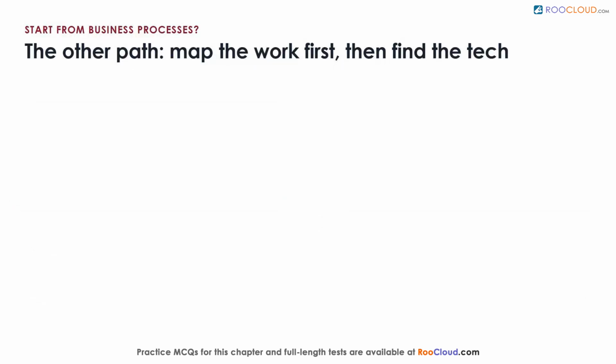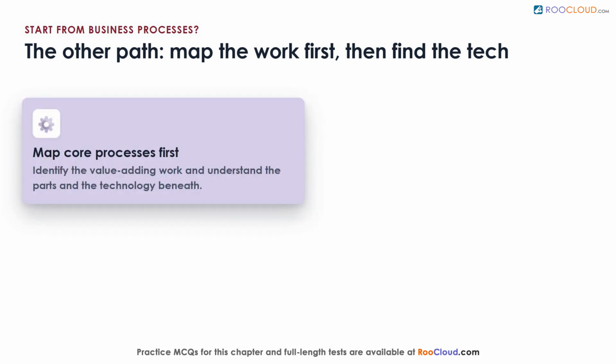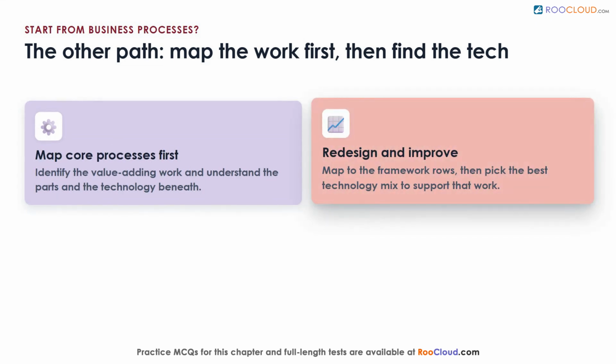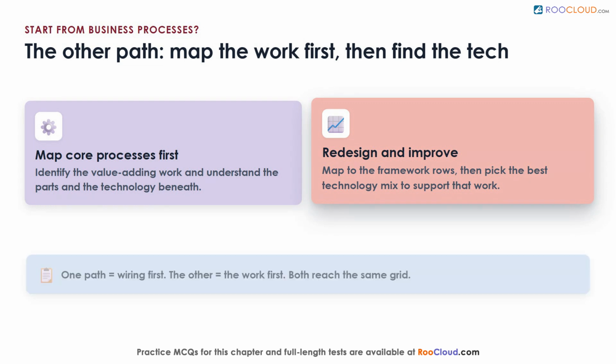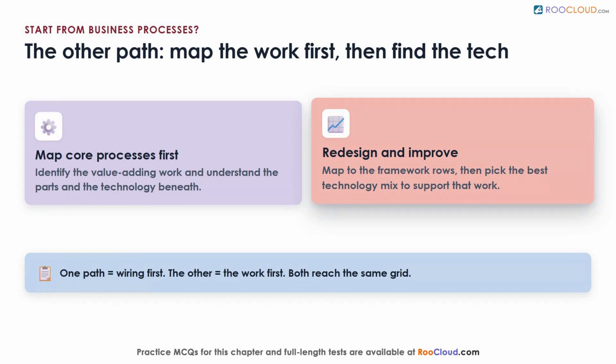Or can you start from business processes instead? Absolutely, and that is the other entry point. Here you map the core value-adding processes first. You understand the parts and the technology beneath them. Then you redesign and replace pieces to improve the business. You map those processes to the top rows of the framework. Once that is done, you choose the best mix of technology to support them. So one path starts with the wiring, the other with the work.